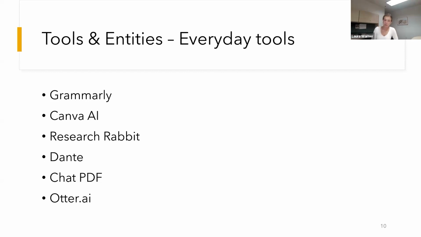So I mentioned that we have all been using AI for a long time. If you have a computer, if you have a phone, if you have access to email, if you use Google, you are using AI all the time. And there's some other helpful tools and entities that you can implement, and I'm sure that some other presenters will get into them this afternoon. I asked other colleagues what they use, and I've thought about what I use too.